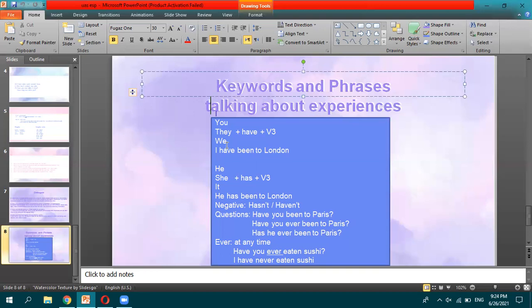And we learn the verb ever means at any time, and you always have to use it in question. Have you ever eaten sushi? We also learn how to use never. It means not at all, and when you use never, you don't negate the sentence because never has a negative meaning. I have never eaten sushi.